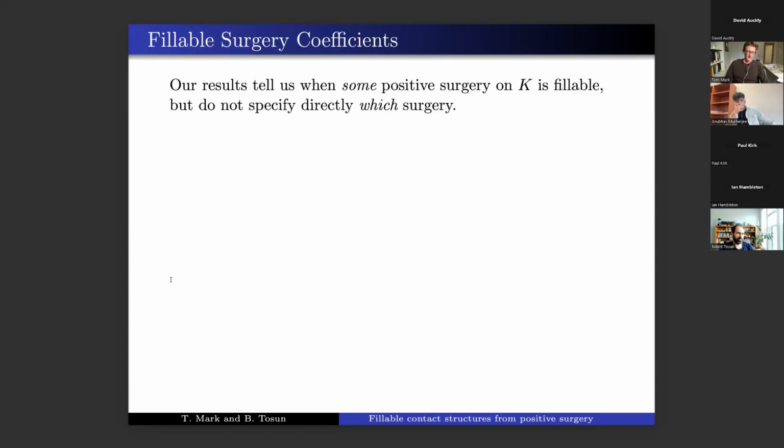Okay, there are various other constructions that we could talk about, but maybe I'll come back to the other questions and use what we've just done as illustrations a little later. So there's a question from before about what surgery coefficient you get as fillable. The theorem a priori doesn't tell you which surgery.